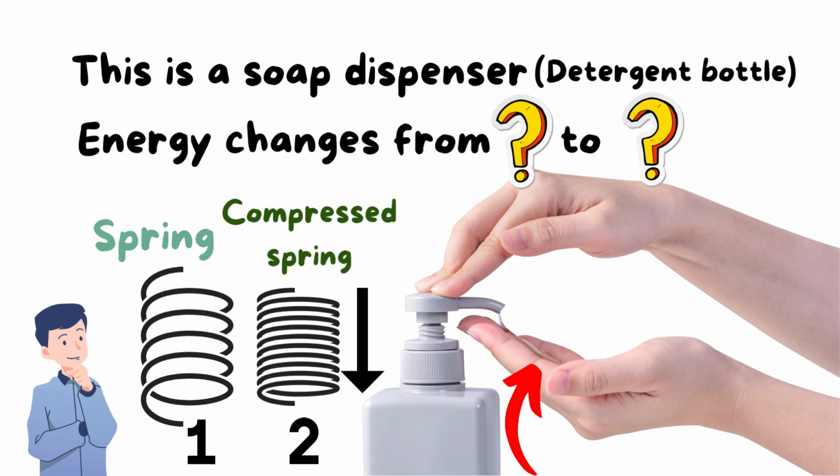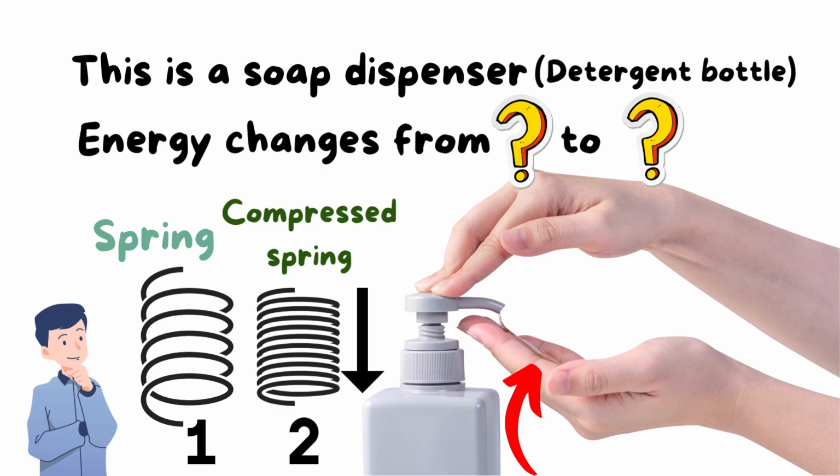So do you remember from the first term, the energy that is stored in a compressed spring is called what? Yes, potential energy. Well done. So the energy changes from potential energy to, here the soap goes out from the bottle, so it moves from the bottle, so it's kinetic energy.